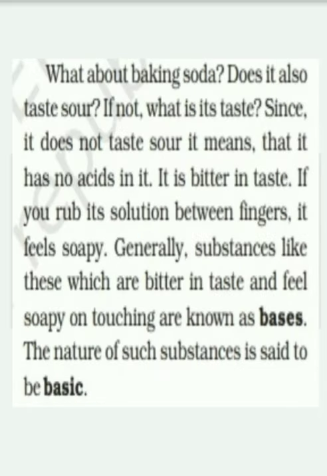What about baking soda? Does it also taste sour? It does not. What is its taste? Since it does not taste sour, it means it has no acid in it. It is bitter in taste. If you rub its solution between fingers, it feels soapy. Generally, substances like these, which are bitter in taste and feel soapy on touching, are known as bases. The nature of such substances is said to be basic.